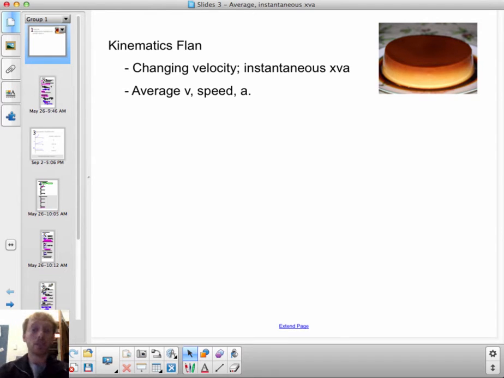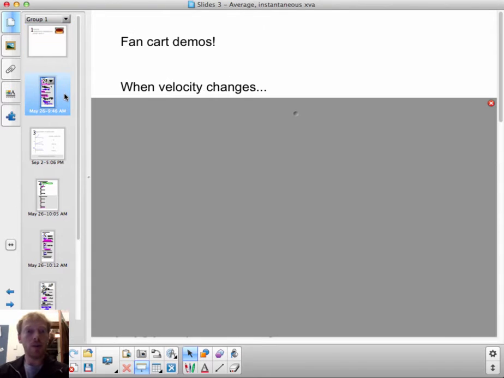In this screencast, we're going to talk about what happens when velocity changes. We'll discuss instantaneous position, velocity, and acceleration, and then we'll also talk about the ideas of average velocity, average speed, and average acceleration. So let's first start with a demo where I show you a cart that has not a constant speed like we looked at last time, but a changing speed.